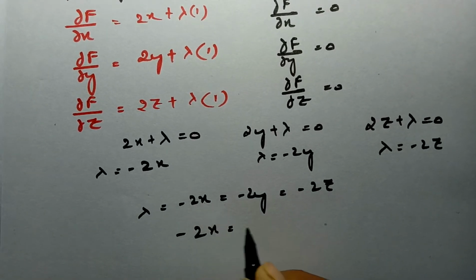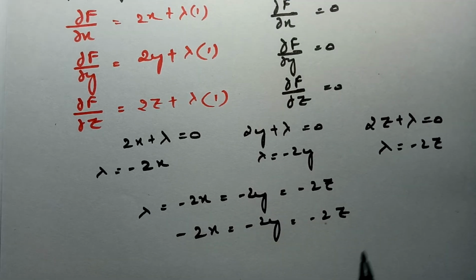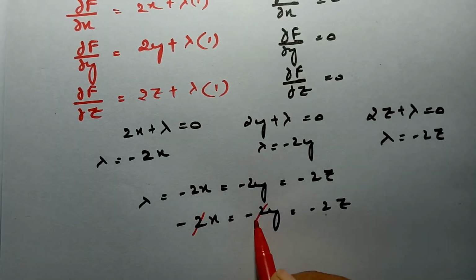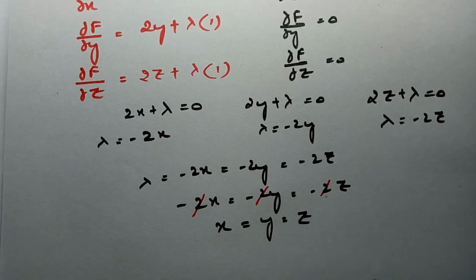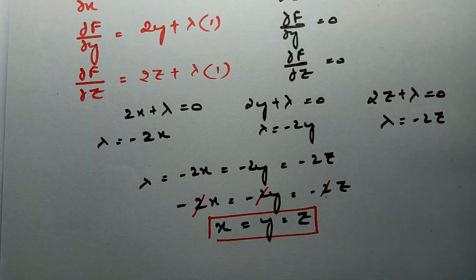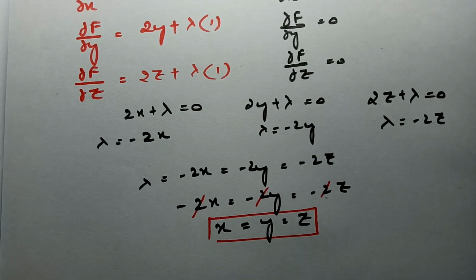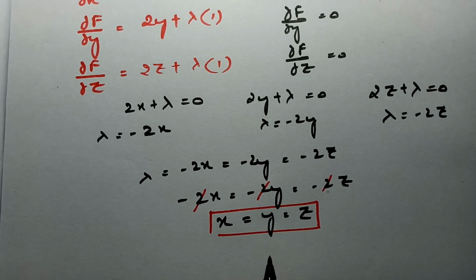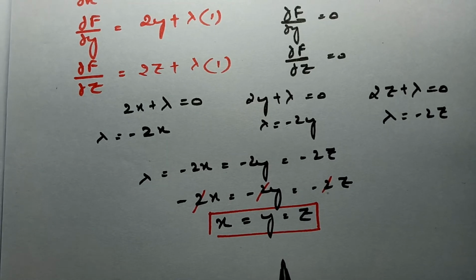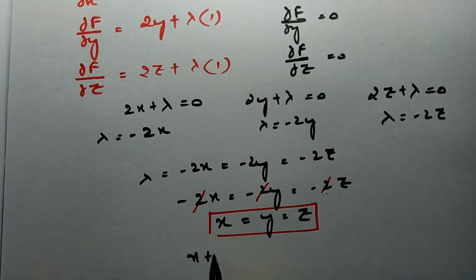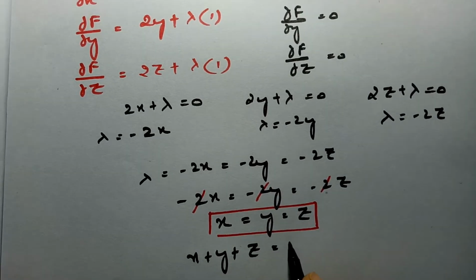So minus 2x is equal to minus 2y is equal to minus 2z. If I cancel minus 2, the condition becomes x is equal to y is equal to z. Now I can get the value of lambda, and I have to substitute into the condition. So what is the condition here? x plus y plus z is equal to 3a.